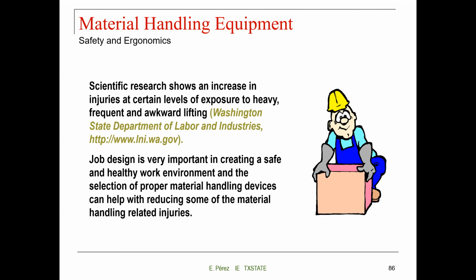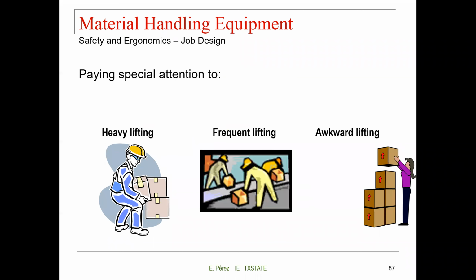In terms of safety and ergonomics, scientific research shows an increase in injuries at certain levels of exposure to heavy, frequent, awkward lifting. So job design is very important in creating a safe and healthy work environment, and the selection of proper material handling devices can help with reducing some of the material handling related injuries. It's important to pay attention to this type of move: heavy lifting, frequent lifting, and outward lifting.